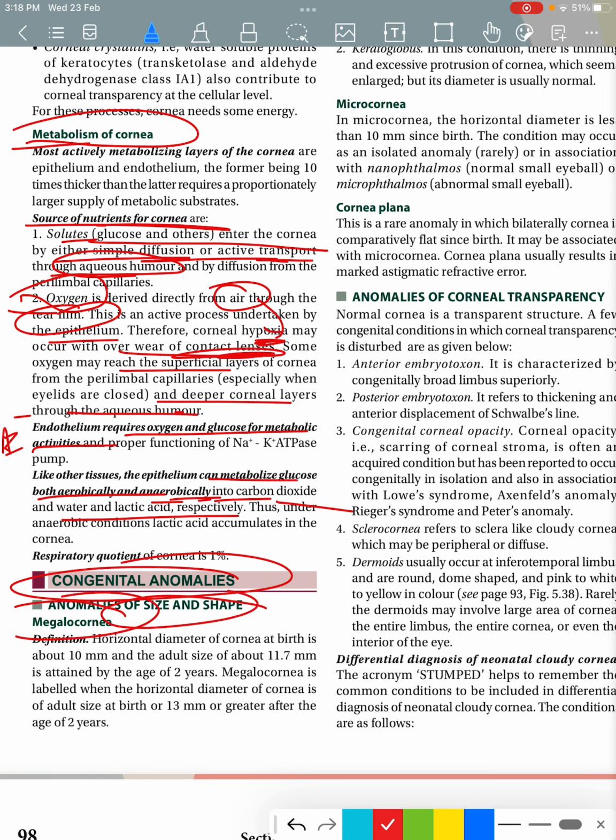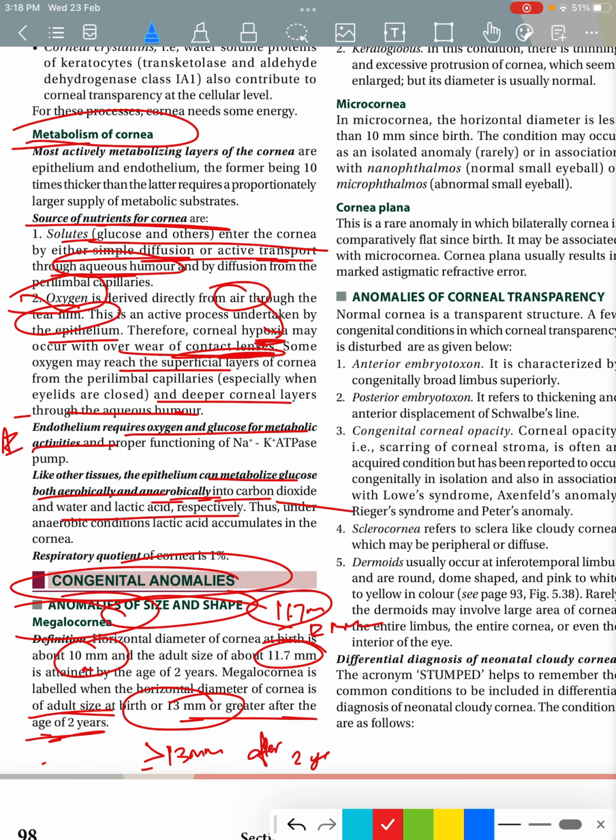First is macrocornea, in which the normal diameter of the cornea is about 11.7 millimeter, or you can say 12 millimeter. If the cornea is 13 millimeter or above after the age of 2 years, this is the normal adult size. This is the birth size. So if the size of the cornea is more than or equal to 13 millimeter after 2 years, then the condition is known as megalocornea, okay.